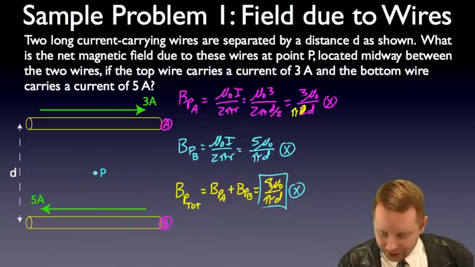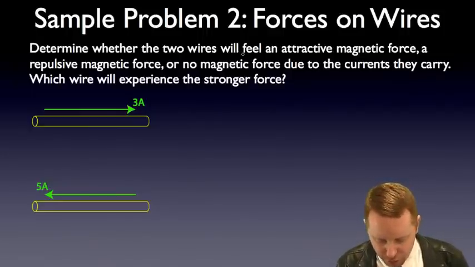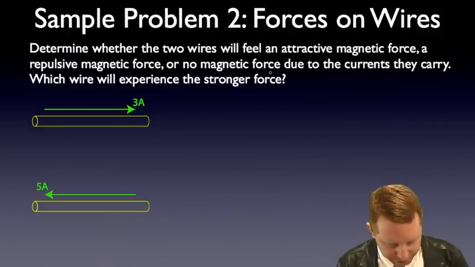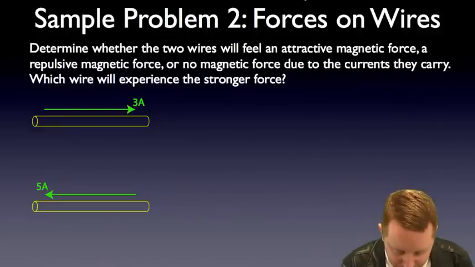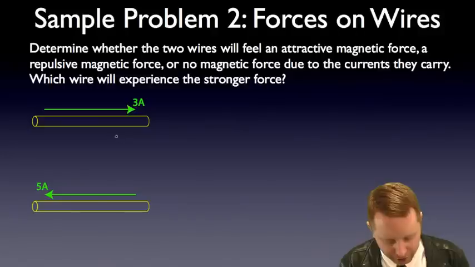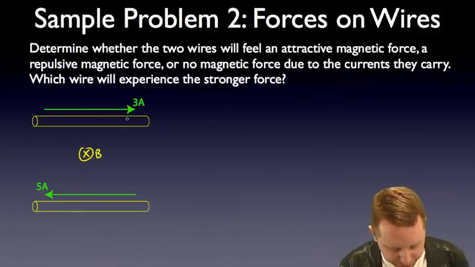All right, let's take a look at one more sample problem here. Determine whether the two wires will feel an attractive magnetic force, a repulsive magnetic force, or no magnetic force due to the currents they carry. Well, let's see. They're going in opposite directions, so let's start now by looking at the top wire. As I look at this, current going to the right, down below the wire, I'm going to get a magnetic field that's into the page due to the top wire.